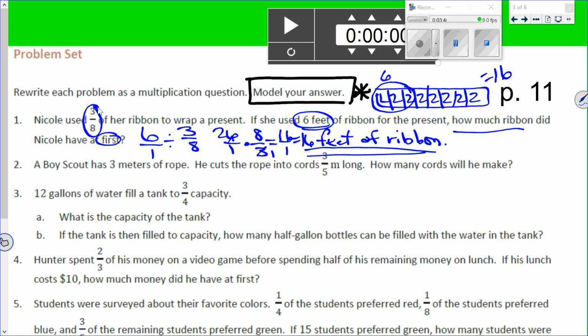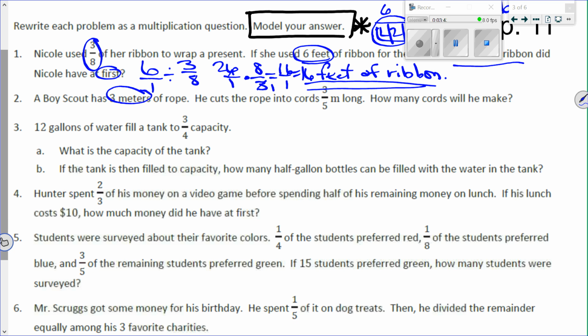Okay, let's look at number 2. A Boy Scout has 3 meters of rope. He cuts the rope. That's actually important because it tells us about our operation, into cords 3/5 meter long. How many cords will he make? So again, am I dividing the 3 into 3/5 sections or the 3/5 into 3 sections? 3 into 3/5. So I'm taking my 3 and dividing it into sections of 3/5. So again, I need to keep and make it an improper fraction. Change the times, flip, 3/5 becomes 5/3. So those go away. 1 times 5 is 5, 1 times 1 is 1.